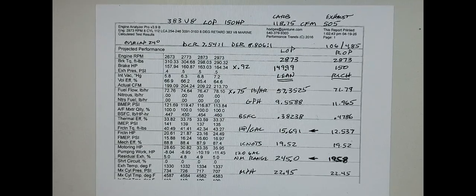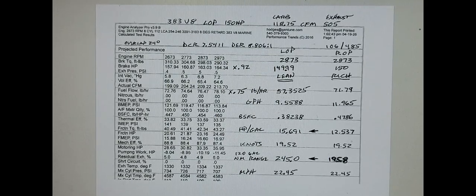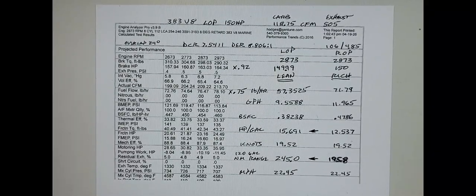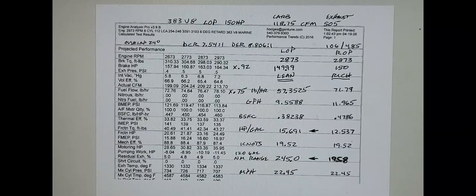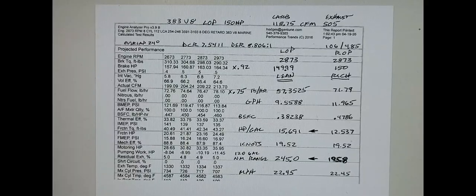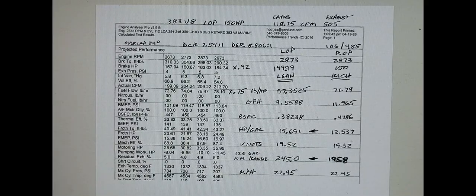Here again, 150 horsepower at 2873 RPM. We're running lean of peak, so we multiply the horsepower down by 0.92. We multiply the fuel consumption down by 0.75, and that gives us 57.3525 pounds and 9.5588 gallons per hour.